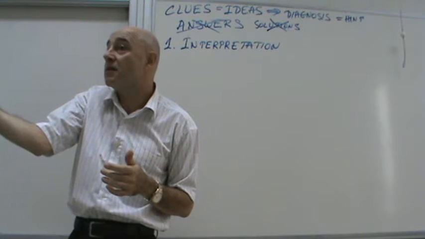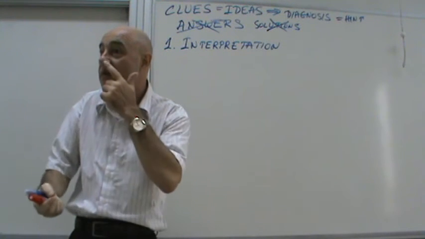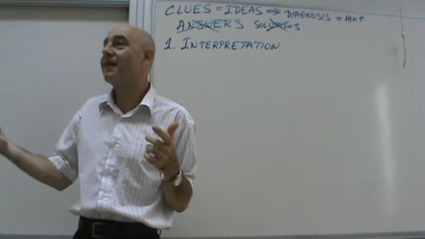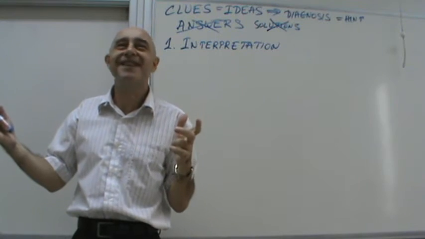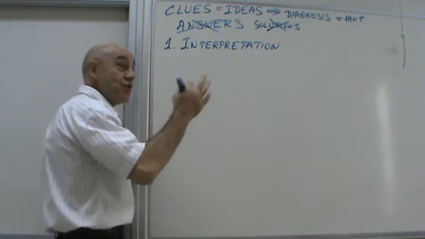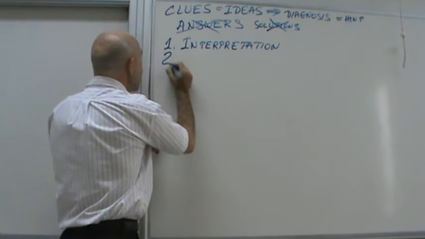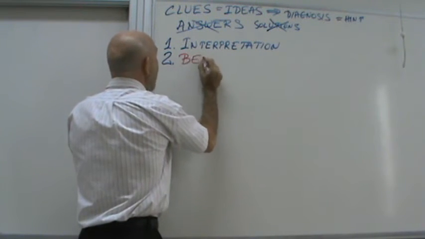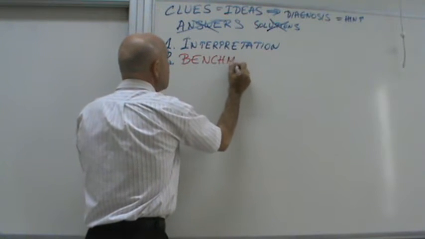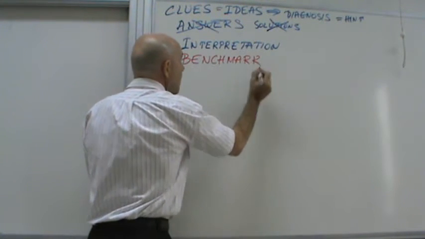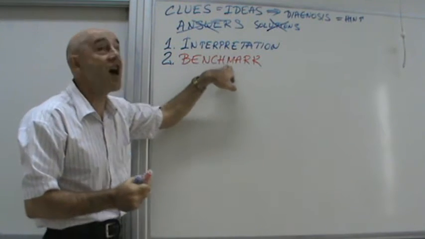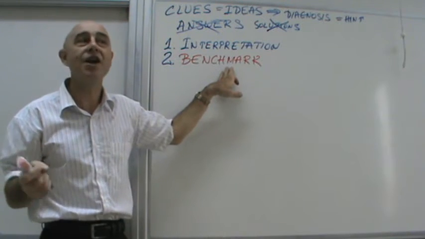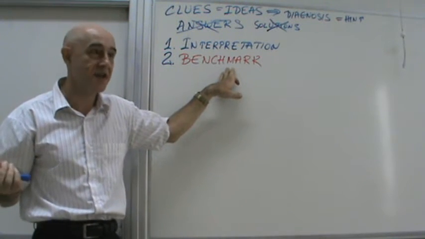Too much or too little? Well, what's normal? Too much, too little, normal? Okay. Normal is called, in finance, let's introduce a brand new term. It's called a benchmark. Benchmark is the normal standard value that you compare against.